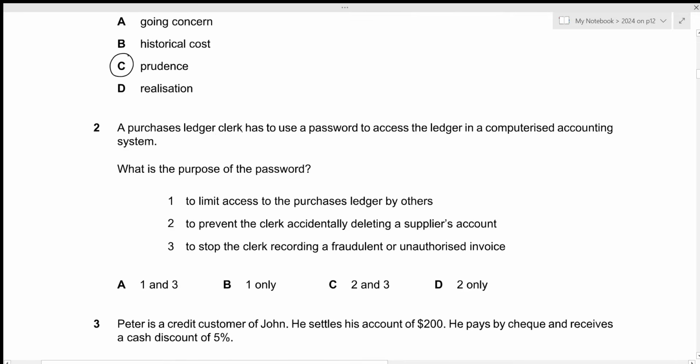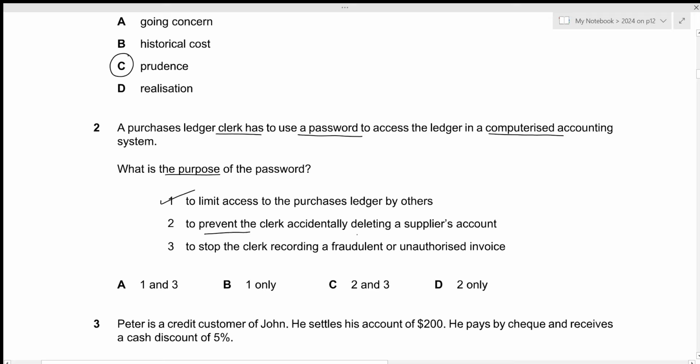A purchases ledger clerk has to use a password to access the ledger in a computerized accounting system. What is the purpose of the password? To limit access to the purchases ledger by others. That is true. Only those people who will have access to the password can come and look at the ledger while operating in a computerized accounting system. So that will be part of our purpose of keeping the password.